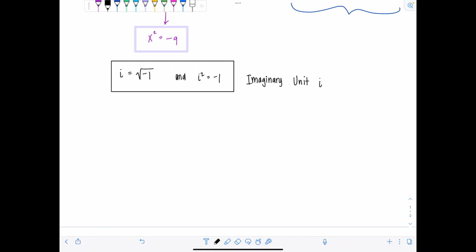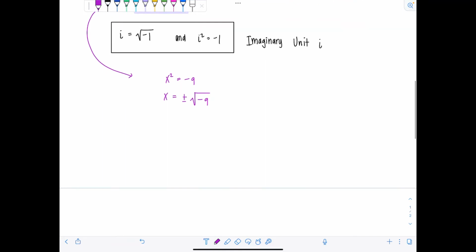How does this help me solve the equation up above? Okay, well, if x squared is equal to -9, then x is equal to plus or minus the square root of -9, which I can rewrite as plus or minus the square root of -1 times 9, right? And then I can split up that radical and write it as square root of -1 times square root of 9. Do you agree?